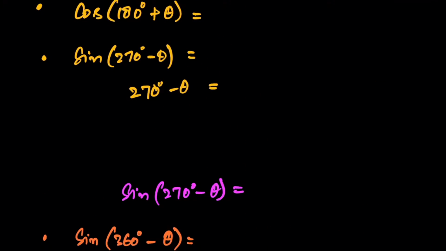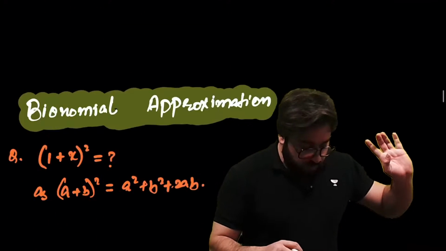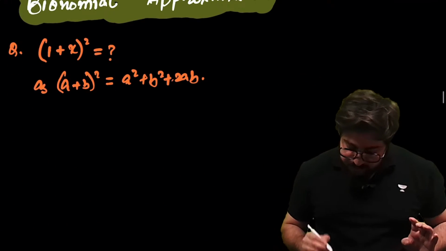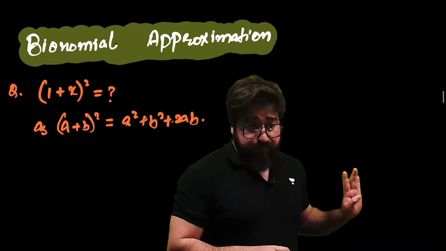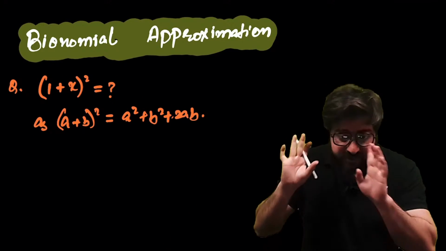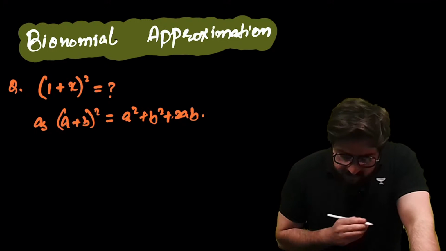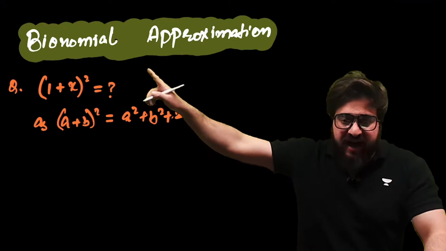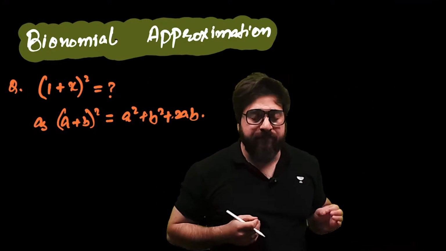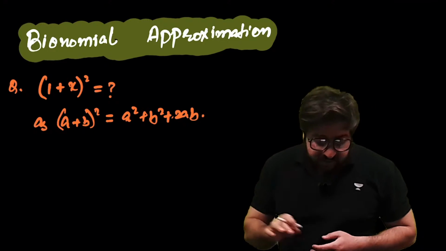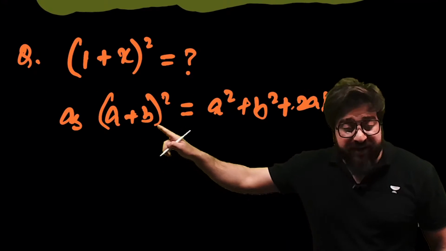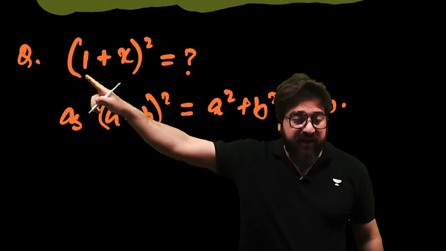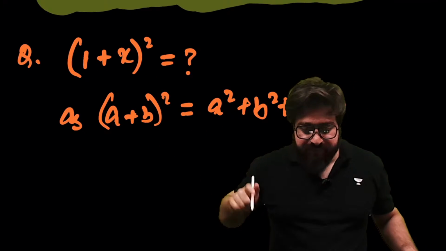Okay, let's move on to the next one. Binomial approximation. Guys, I'm not leaving any topic. So you have to understand each and every single thing. See, in this particular case, if I say I have got 1 plus x whole square, it is like we have got a plus b whole square. Over here, a is 1, b is x.